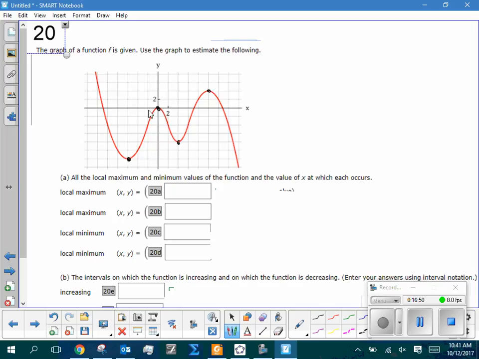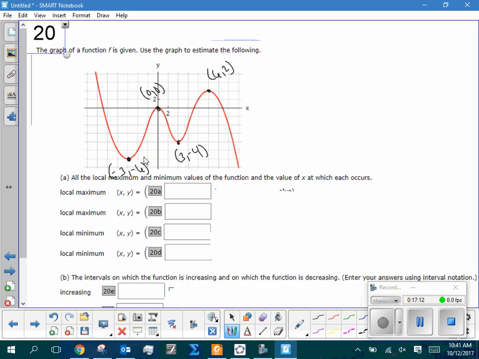But this one here is at -3, -6. This one here is at 0, 0. This one here is at 3, -4. And this one is at 3, 2.